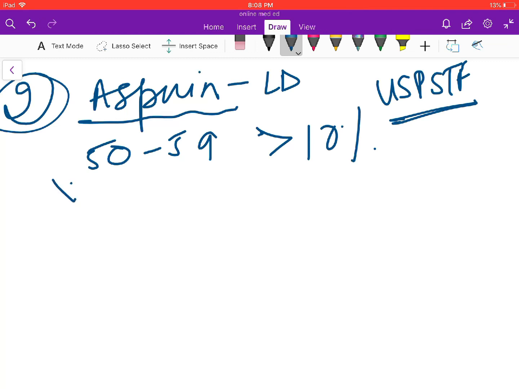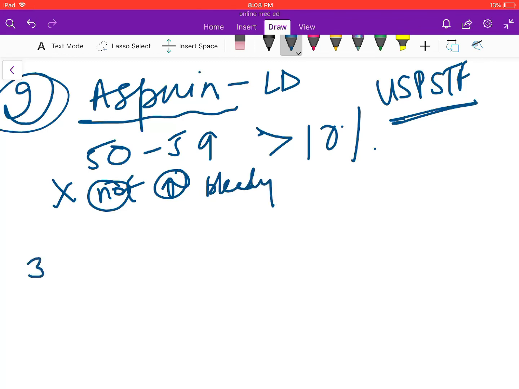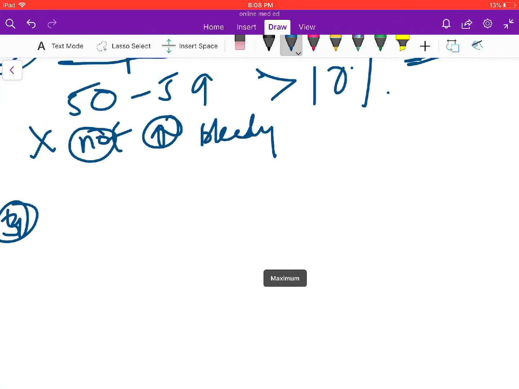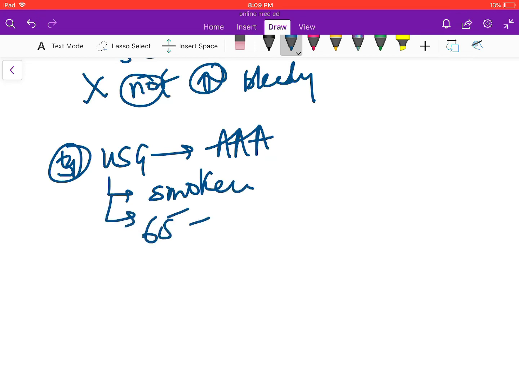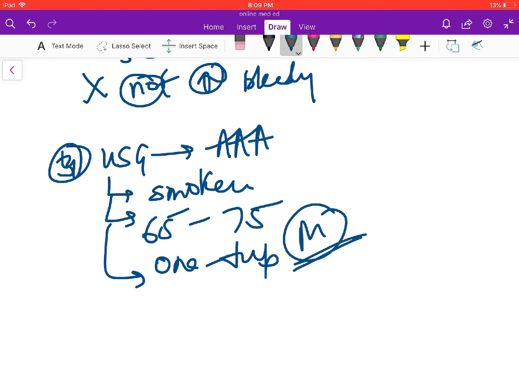But before you do that, you have to make sure that they are not at increased risk for bleeding. Now, looking at our fourth option, when would you do an ultrasound of the abdomen for screening for an AAA? Well, you would do this in people who have ever smoked and are of ages 65 to 75 years, and you would just do a one-time screen. And males, you do it only in males, and it's not recommended for females. This is again according to the US Preventive Services Task Force.